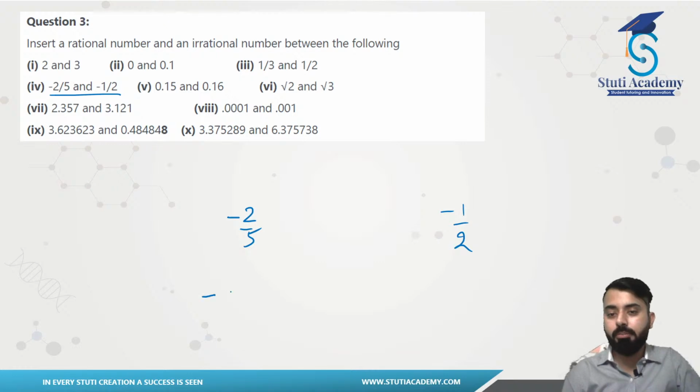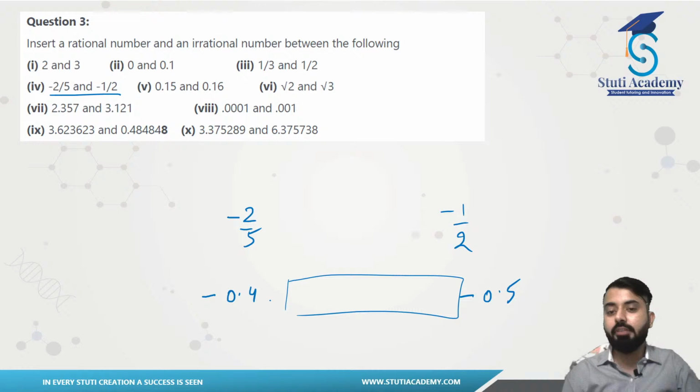So this will be what? Minus 0.4, and this will be what? Minus 0.5. So my limit is this. I have to write one rational and one irrational. This will be what? 41 over 100, right? This will be 0.41. That can happen here, right?